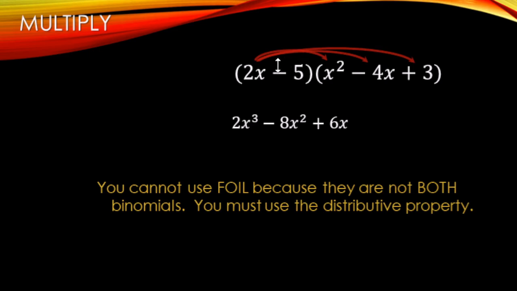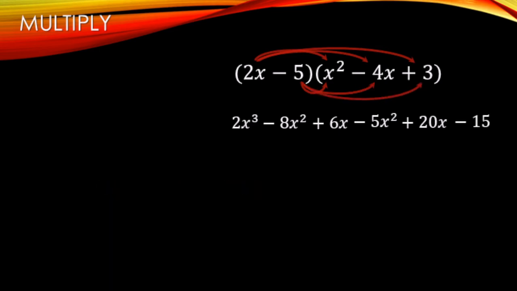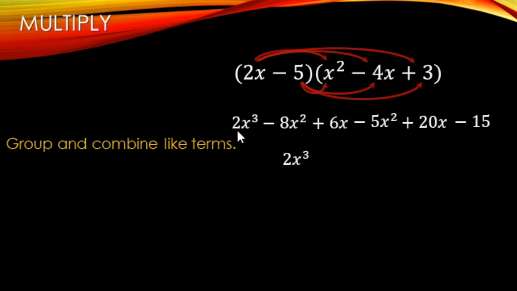Now we're going to multiply everything by the negative 5. Negative 5 times x squared, negative 5x squared, negative 5 times negative 4x, plus 20x, or a positive 20x there, and negative 5 times 3 is a minus 15. Now we just add like terms. So we'll look at the x cubes terms first. That's going to be 2x cubes there.